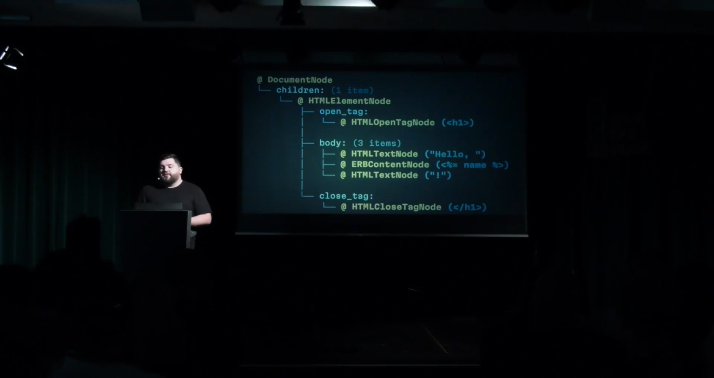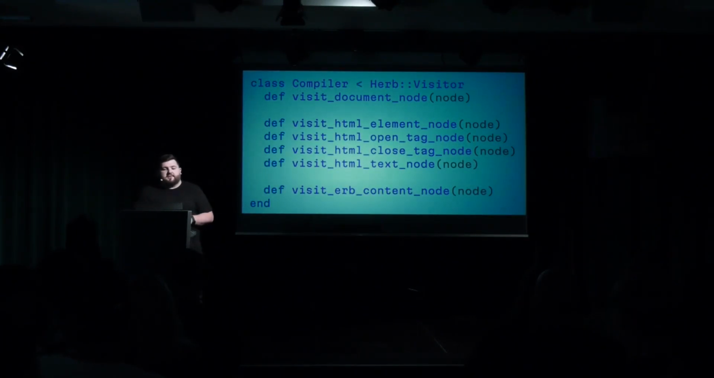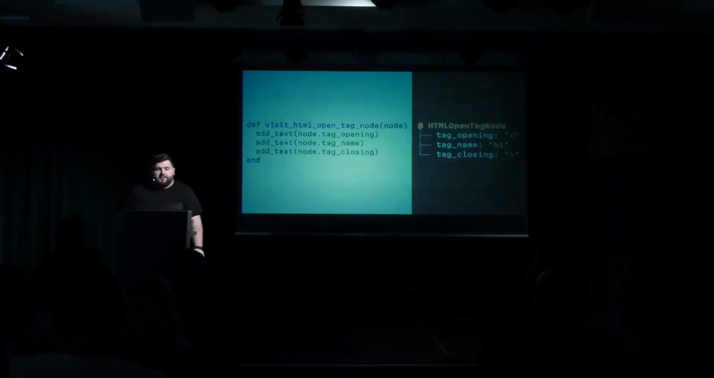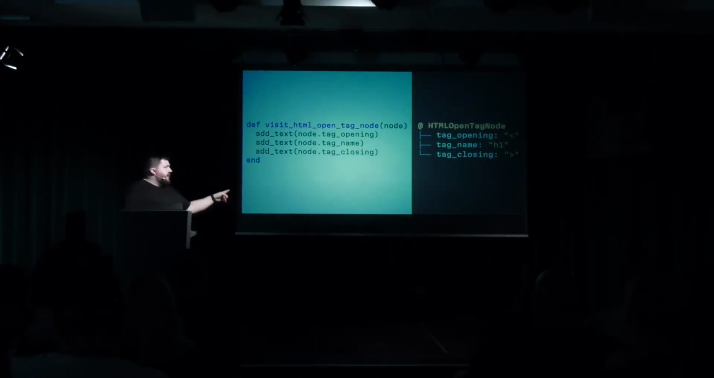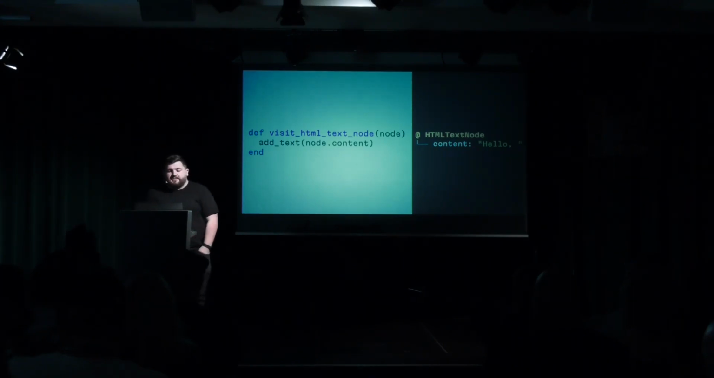And what we can do now with Herb itself is implement a visitor, which is an implementation of this compiler that can compile our Ruby code that we can run in our runtime. So we can visit strategically all these nodes in the tree, and then handle each of them specifically. For our HTML open tag node, you can see on the right side we have the individual pieces of that. Since those are strings, we can call add text as we were doing in Ruby before. For the content itself, we get an HTML text node, and since it's just text, we can append that in the same way with add text.